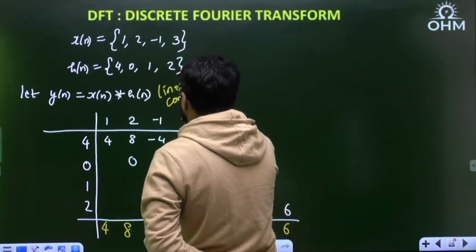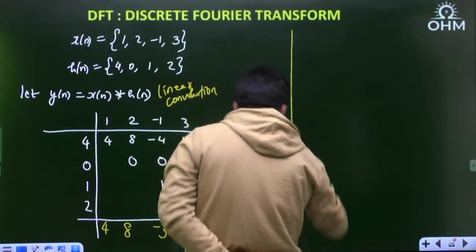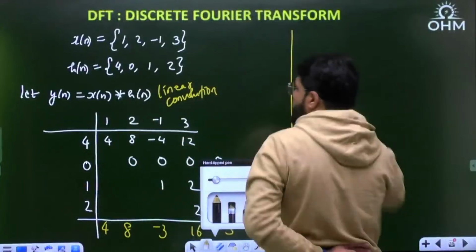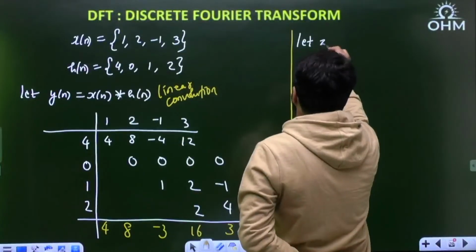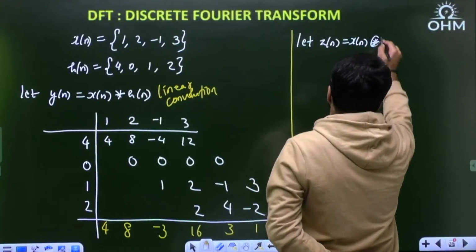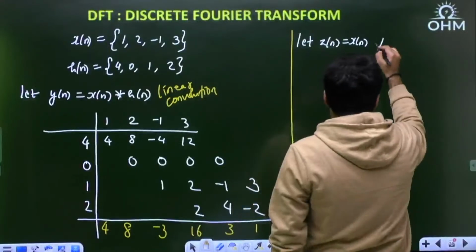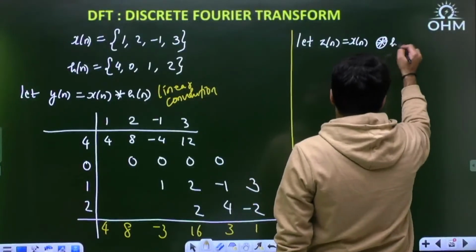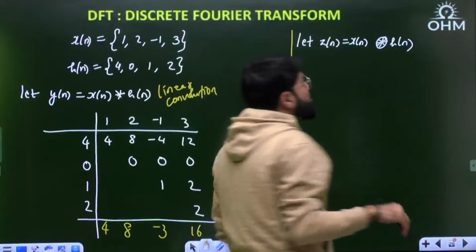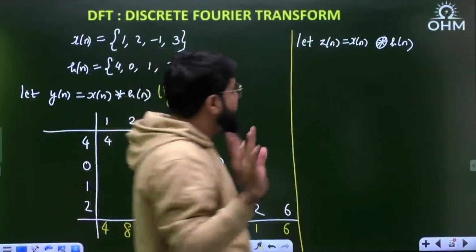Now for the same two signals, let me define z[n] equal to x[n] circular convolution y[n], with the convolution symbol enclosed inside a circle, which is the circular convolution symbol. You will follow the same tabular method, the same sum by column method. I'll tell you only the change.